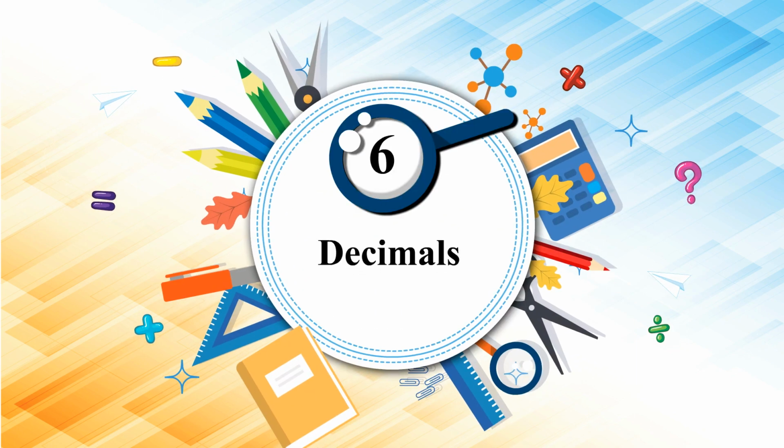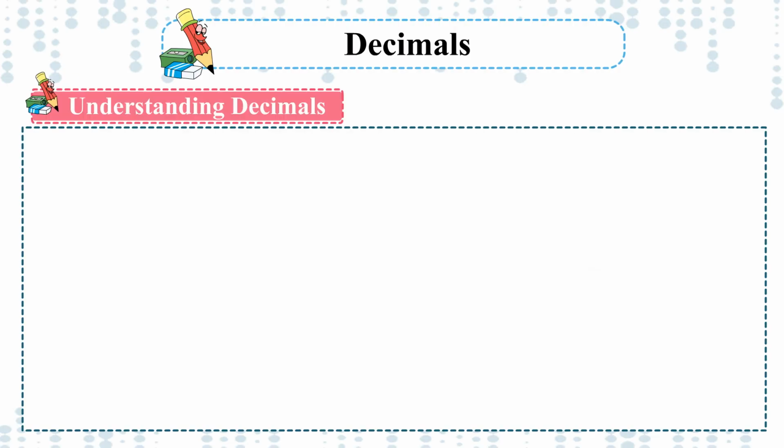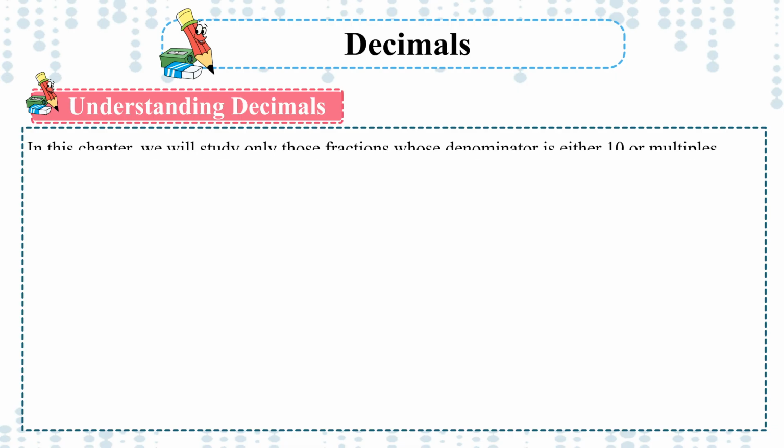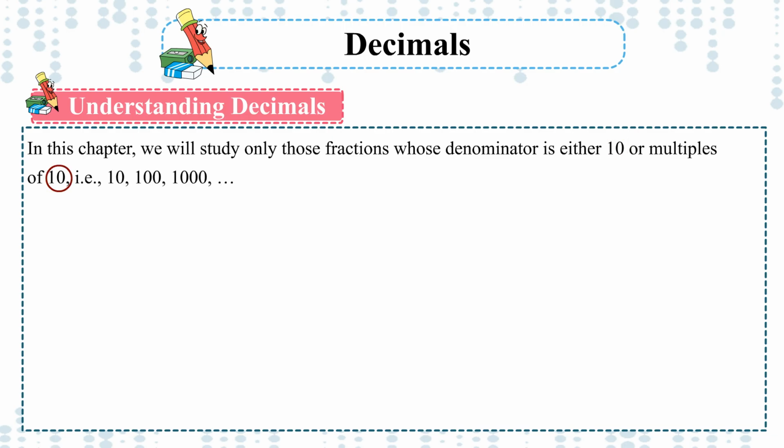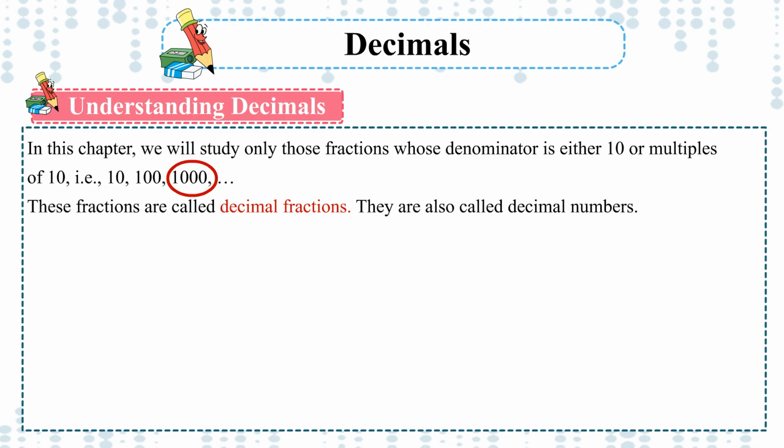Chapter 6, Decimals. Understanding decimals. In this chapter, we will study only those fractions whose denominator is either 10 or multiples of 10, that is, 10, 100, 1000. These fractions are called decimal fractions. They are also called decimal numbers.